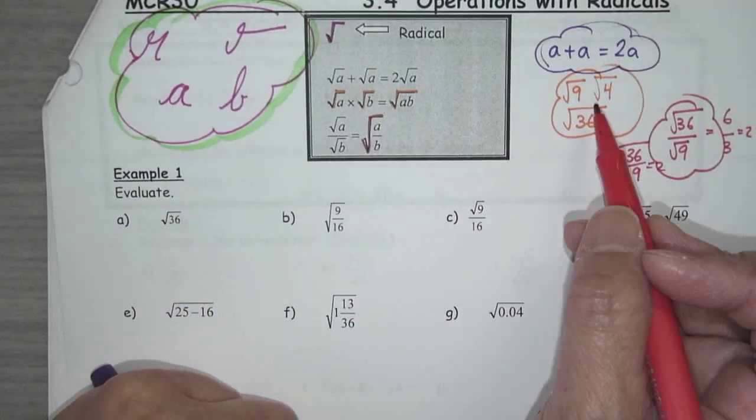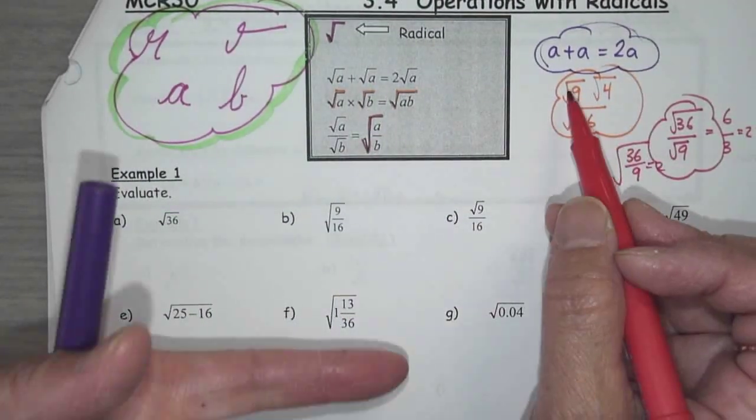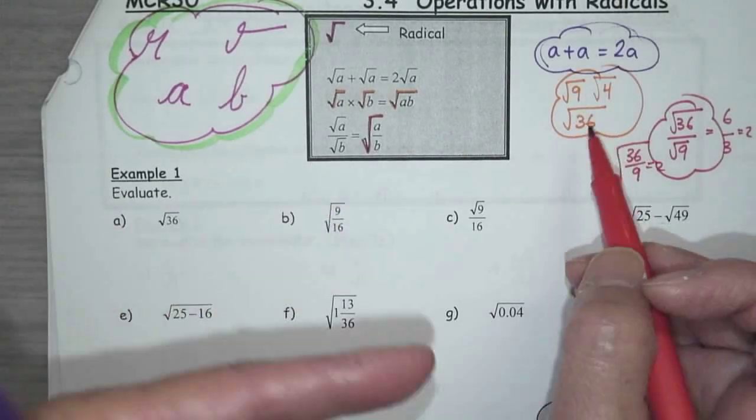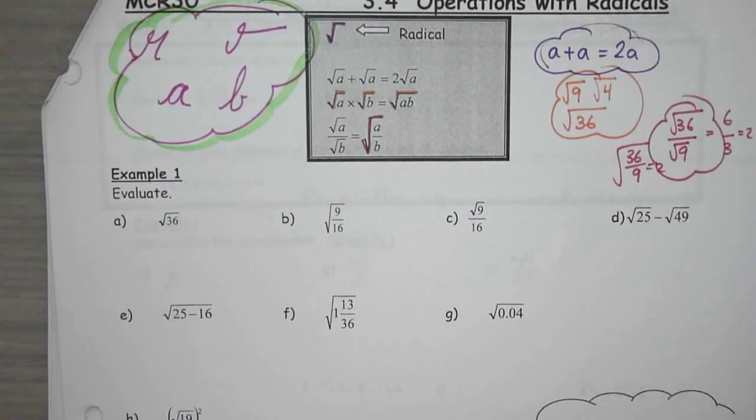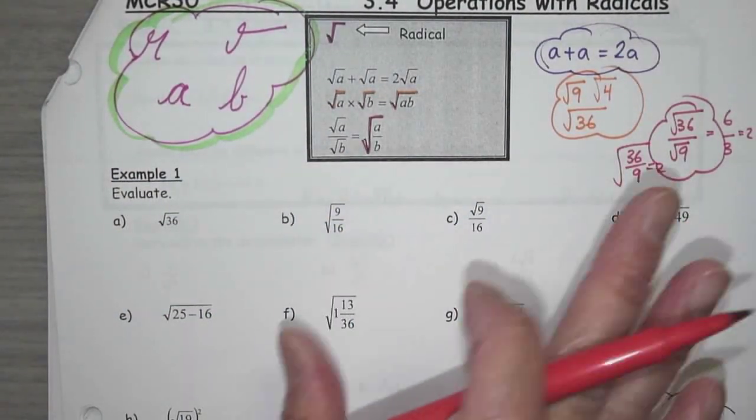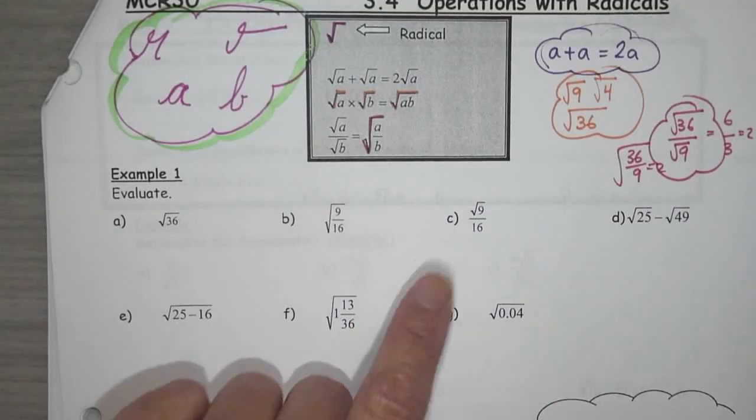So we're going to be breaking it up into, I'll break up a 36 into a 9 and a 4, and sometimes we'll bring the 9 and 4 together and make it 36. We're going to go back and forth with these properties. Okay, so if it doesn't quite make sense yet, we're going to use it right over here.